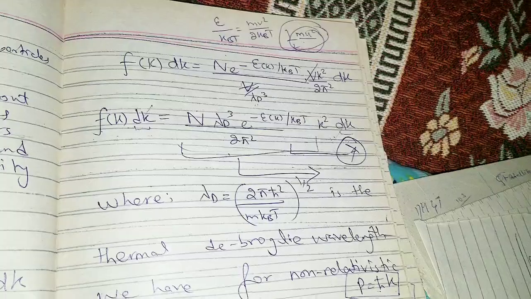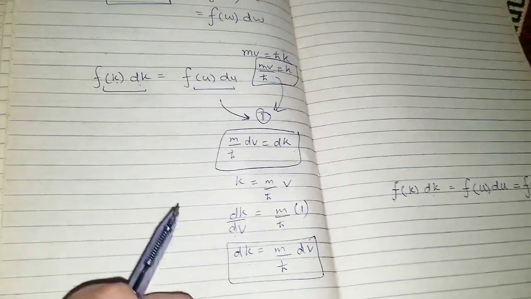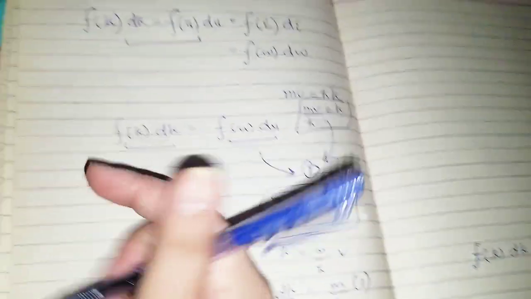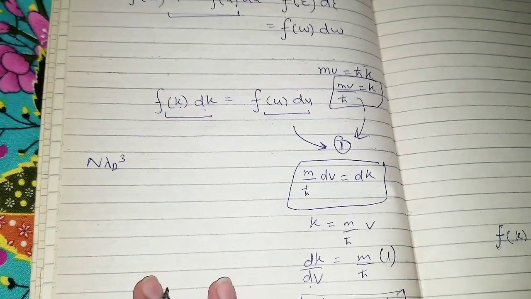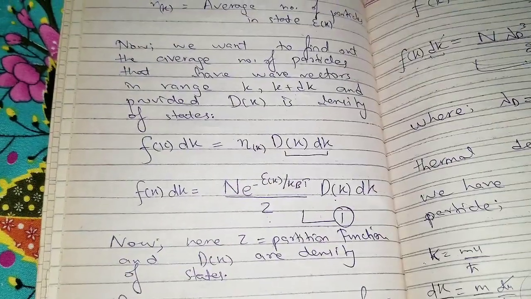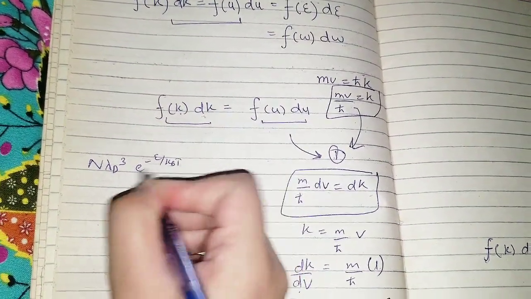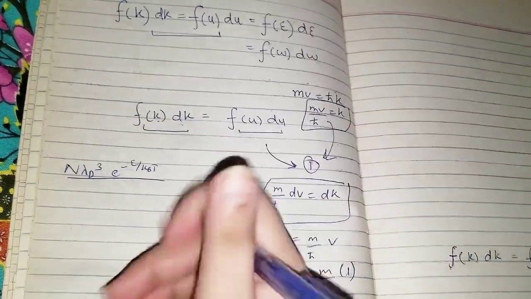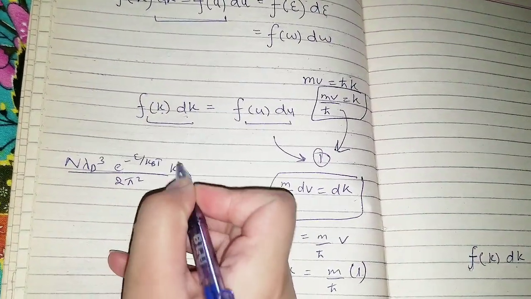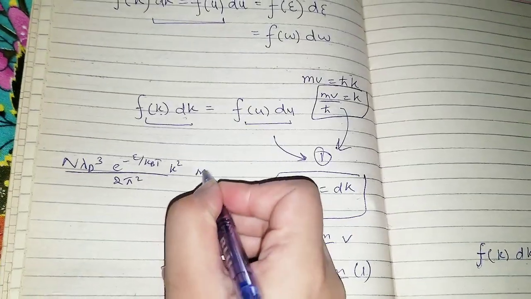So let me put all the values right into this expression to get what we want. So n λ_d cubed, E by k_B T, by 2π squared, k squared. Okay, this is the value of f(k), and the value of dk is m by ħ dv.